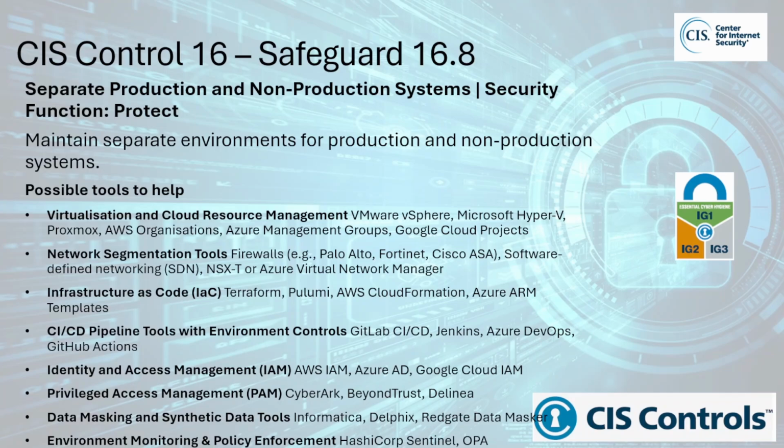Possible tools to help include virtualization and cloud resource management, such as VMware vSphere, Microsoft Hyper-V, Proxmox, AWS Organizations, Azure management groups, Google Cloud projects, network separation tools, such as firewalls, for example, Palo Alto, Fortinet, Cisco ASA, software-defined networking, or SDN, and tools like NSX-T or Azure Virtual Network Manager. Infrastructure as Code, or IaC tools such as Terraform, Pulumi, AWS CloudFormation, Azure ARM templates, CI/CD pipeline tools with environment controls such as GitLab CI/CD, Jenkins, Azure DevOps, GitHub Actions, IAM tools such as AWS IAM, Entra ID, Google Cloud IAM, PAM tools such as CyberArk, BeyondTrust or Delinea, previously Thycotic, data masking and synthetic data tools such as Informatica, Delphix, Redgate Data Masker, environment monitoring and policy enforcement such as HashiCorp Sentinel, OPA or Open Policy Agent.